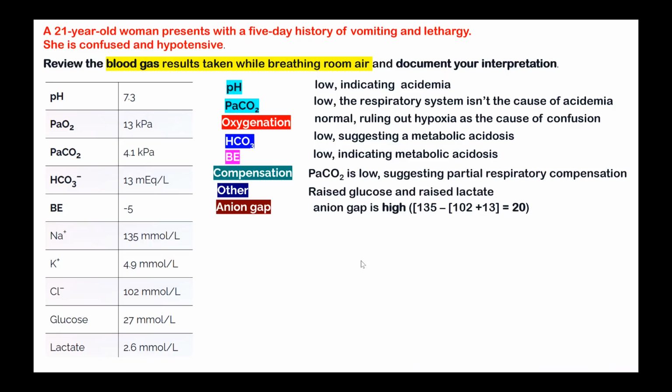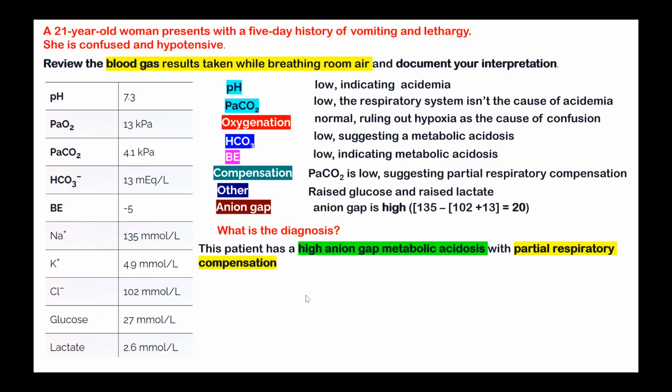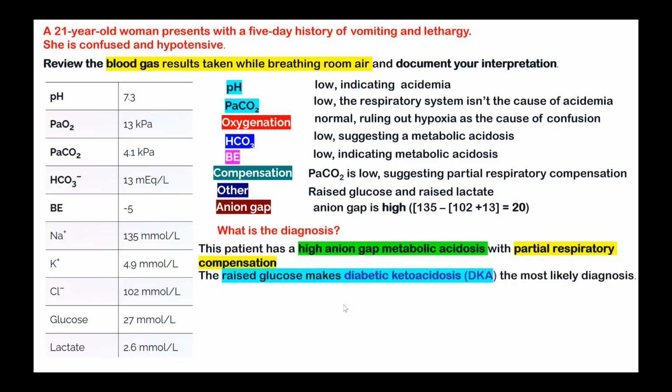So what is the diagnosis? Diabetic ketoacidosis. Very good. You have gone up to the etiology itself. But the diagnosis is high anion gap metabolic acidosis with partial respiratory compensation. That is the diagnosis from the ABG. Raised glucose makes diabetic ketoacidosis a possible cause, and a blood ketone level is needed to confirm the diagnosis.